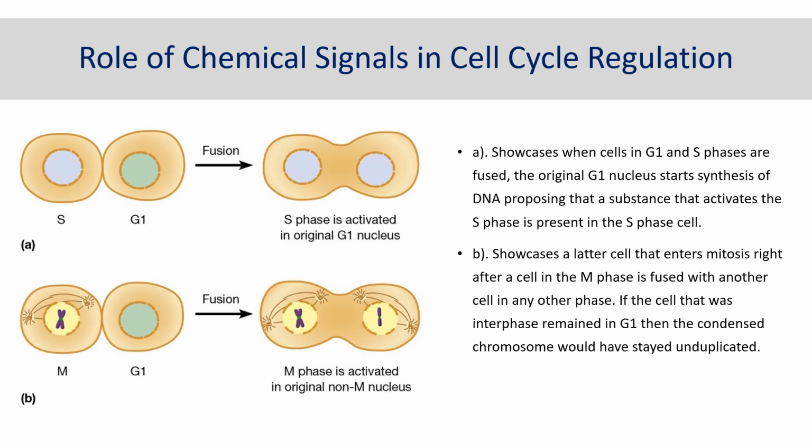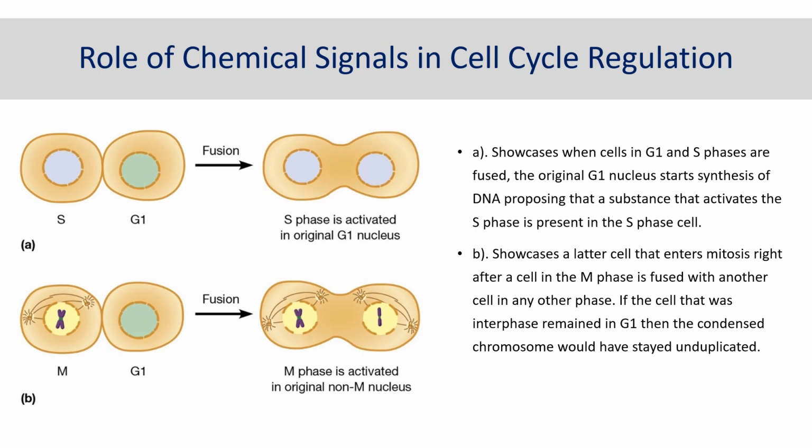So this slide shows the role of chemical signals in cell cycle regulation. Figure A showcases that when a cell in S phase is fused with a cell that is in G1 phase, the G1 phase cell is then activated to the S phase and DNA synthesis begins.